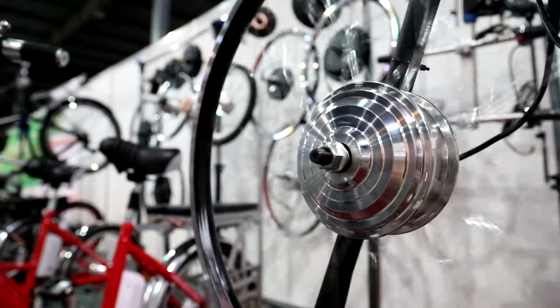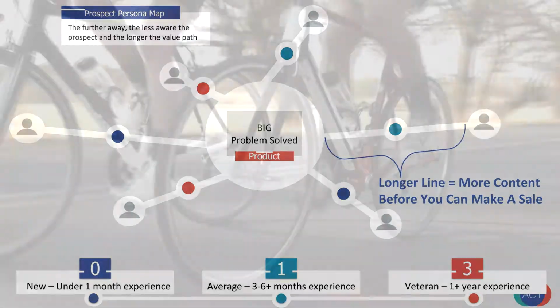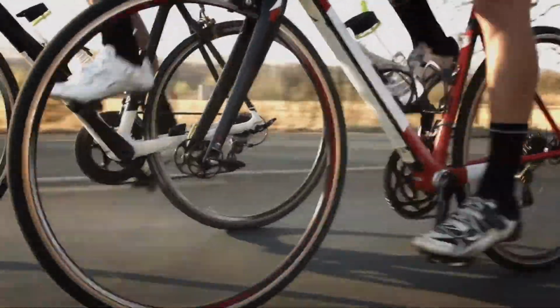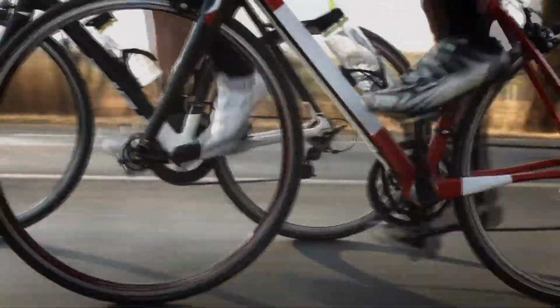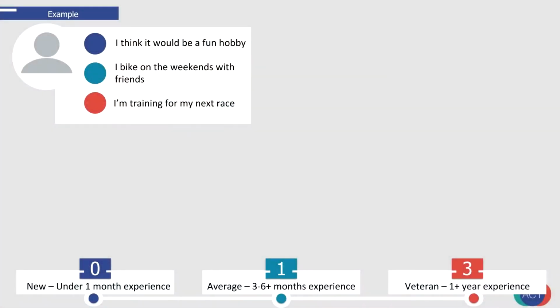So we'd have people who are completely new to mountain biking. We have people who are 3 to 6 months in, and then veterans who have been doing it a year or more. Of course, you can take this example and use it for whatever your business is, but essentially we want to think about what is the experience level, or where are our ideal customers along that journey of whatever result they're trying to achieve. So the first one would be, they're just getting started, right?